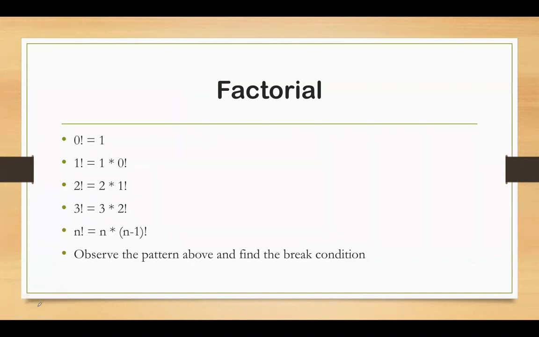So first, let's see how the factorial of a number works. As we all know, the factorial of 0 is 1. The factorial of 1 is 1. The factorial of 2 is 2 into 1. The factorial of 3 is 3 into 2 into 1.